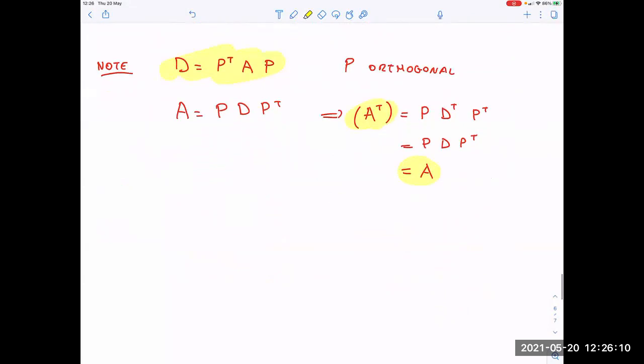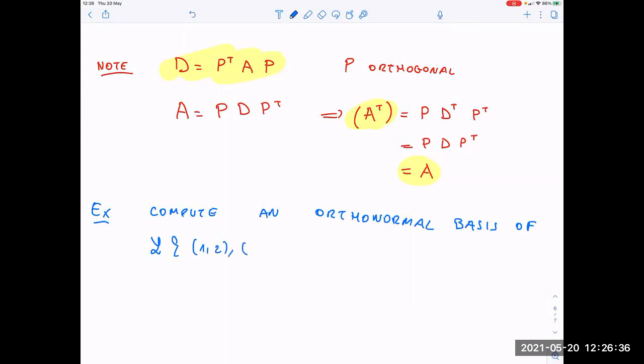Good. So next one, orthonormal basis and Gram-Schmidt algorithm. So say compute an orthonormal basis of the linear span of (1, 2), (2, 1), (1, 1). So compute it and let me know. Just the first who managed to compute it, just pop your answer in the chat.